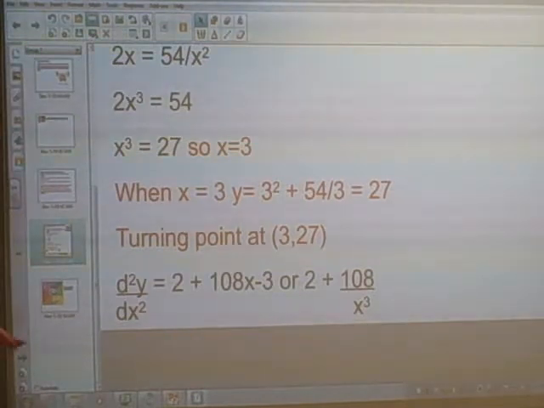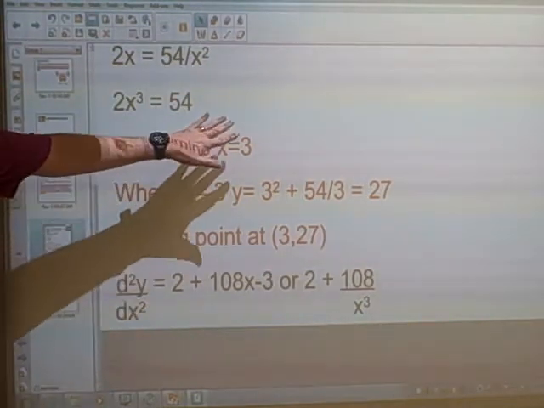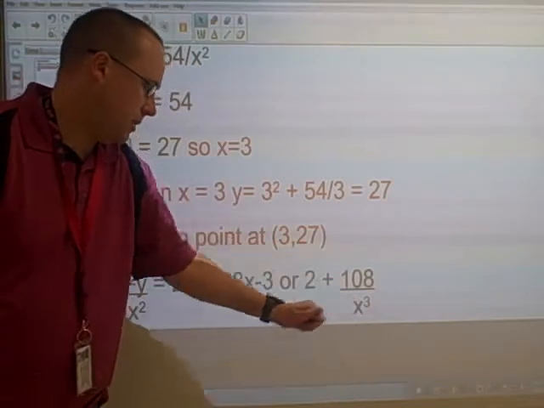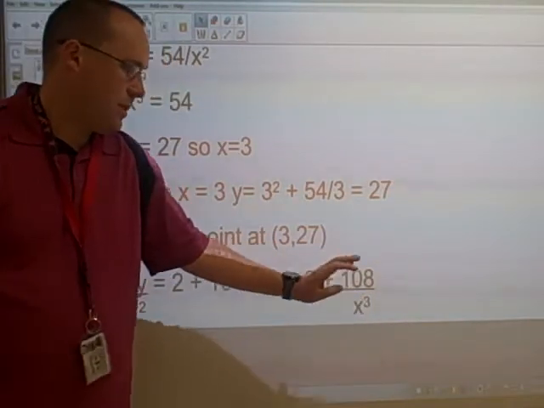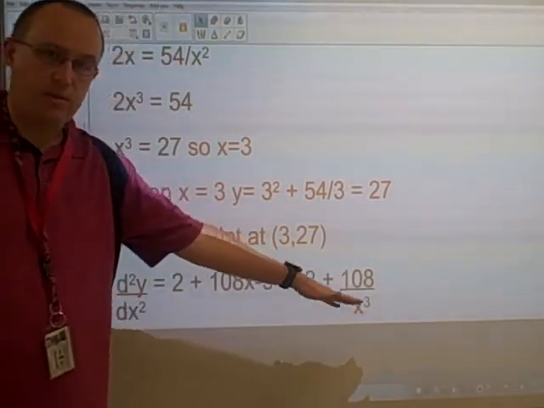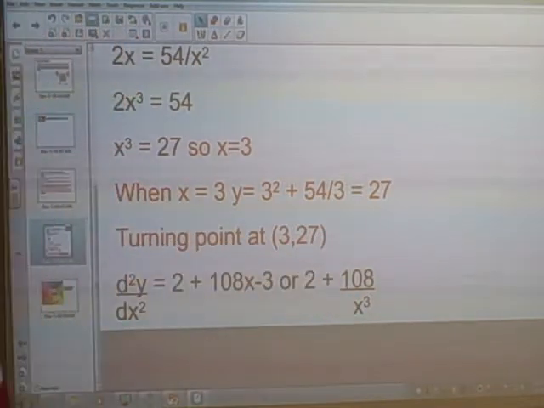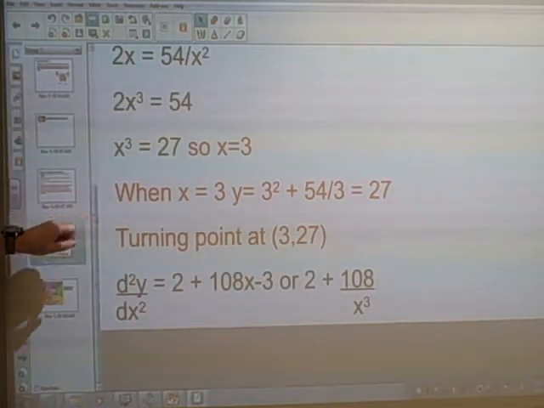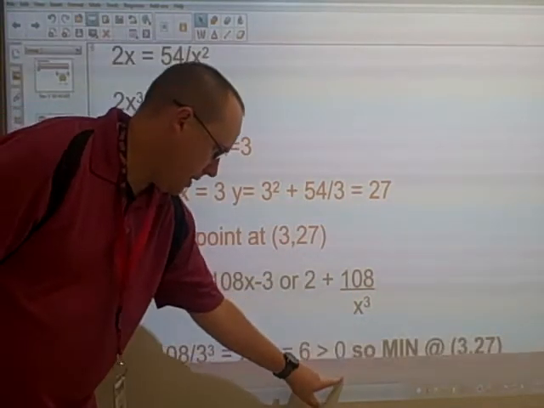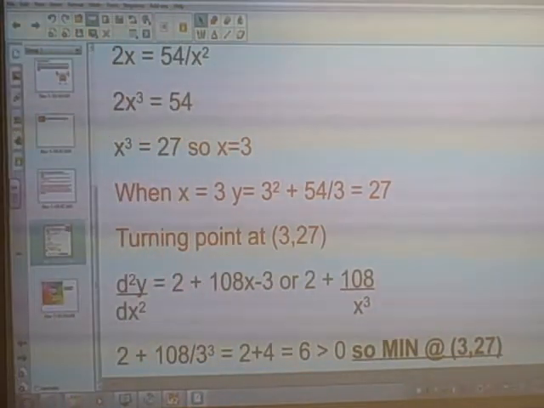Now we want to find out what this value is for our x value, so we need to plug 3 into this formula. So 3 cubed is 27, 108 divided by 27 is 4, and 2 plus 4 is 6. The important part about 6 is that it's greater than 0. Anything that is greater than 0 means that it is a minimum at the point we are given.